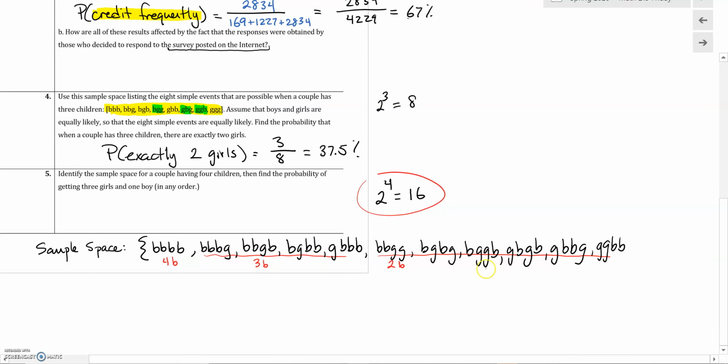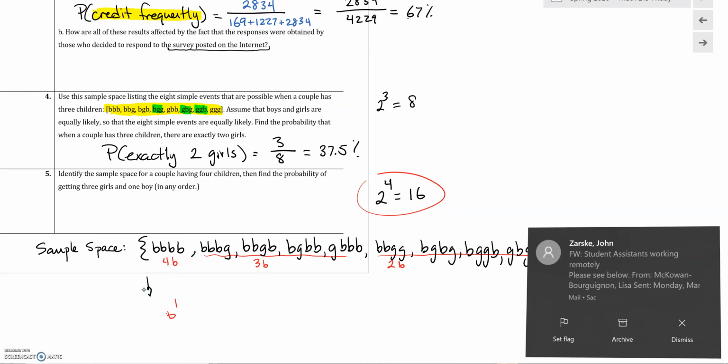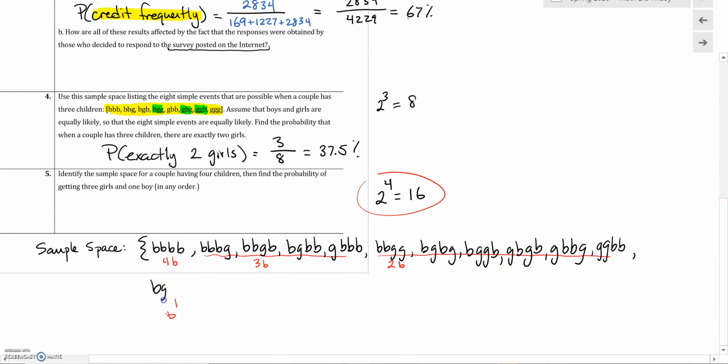But if you're not trying some sort of systematic way of doing this, you're just going to get lost. It's really hard to get them all, even if you're being systematic about it. Okay, that was all the ways to get exactly 2 boys. So I've got 4 boys, 3 boys, 2 boys. How many ways can I get exactly 1 boy? I'm going to continue the list down here. 1 boy, well, that could be a boy, girl, girl, girl. A girl, boy, girl, girl. A girl, girl, boy, girl. Or a girl, girl, girl, boy. Okay, that's all the possible ways that I can get 1 boy.